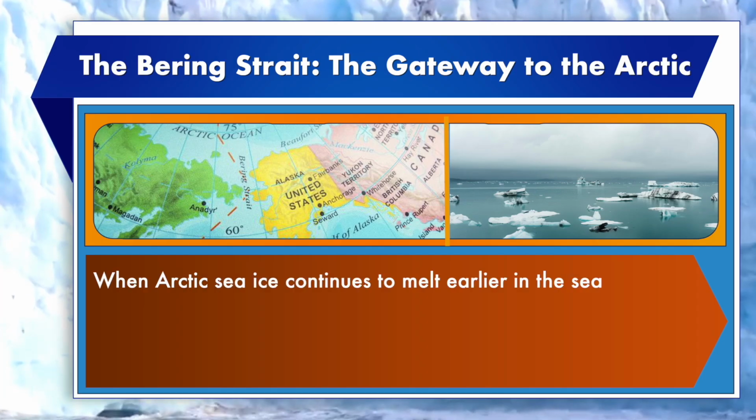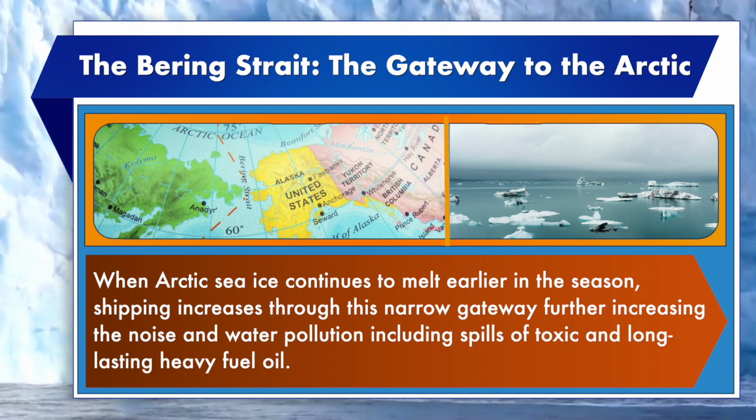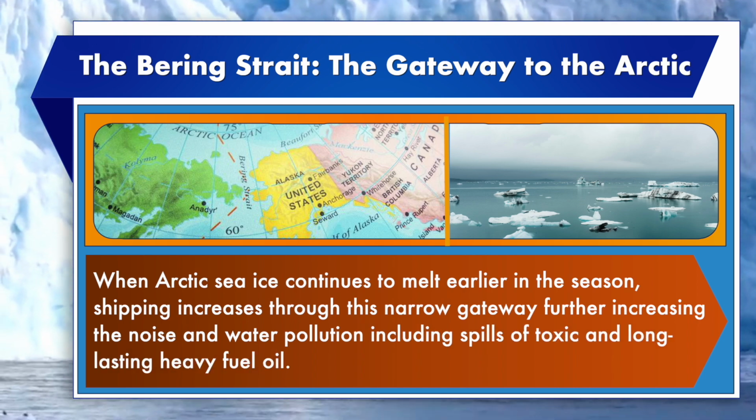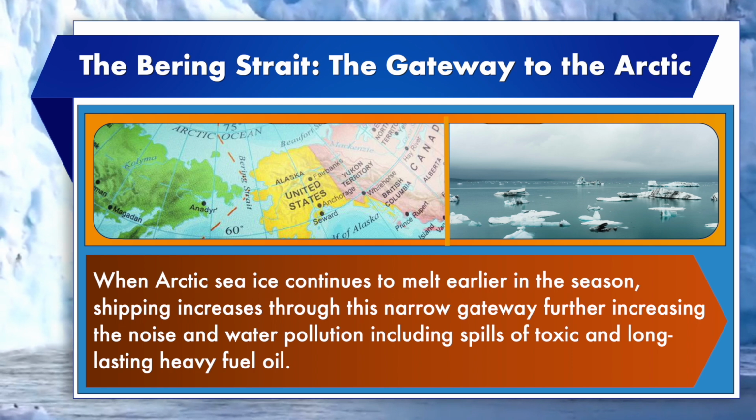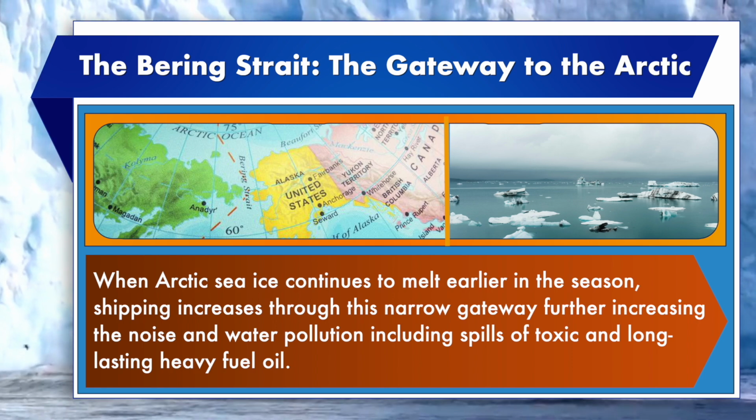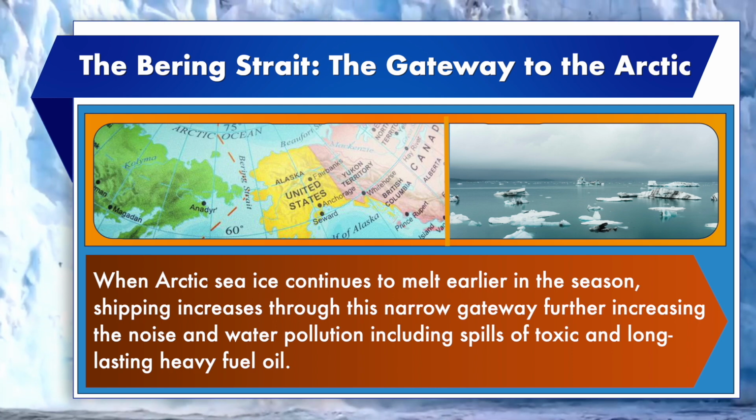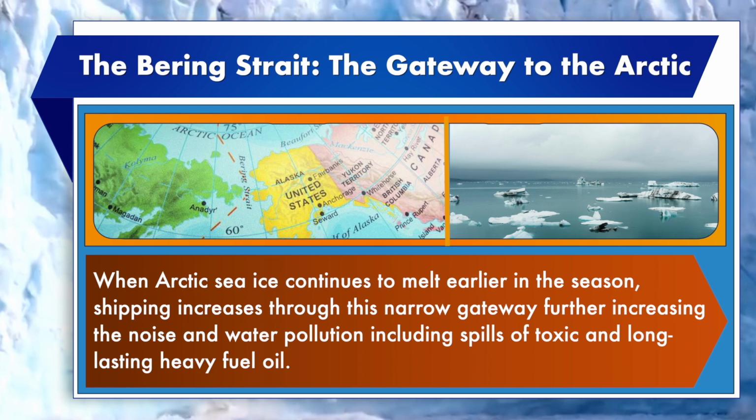When Arctic sea ice continues to melt earlier in the season, shipping increases through this narrow gateway, further increasing the noise as well as water pollution, including spills of toxic and long-lasting heavy fuel oil into this region.